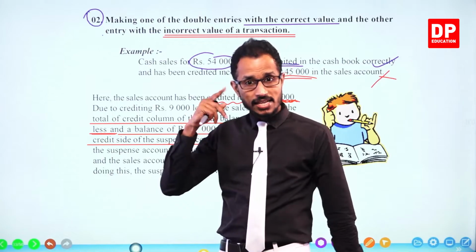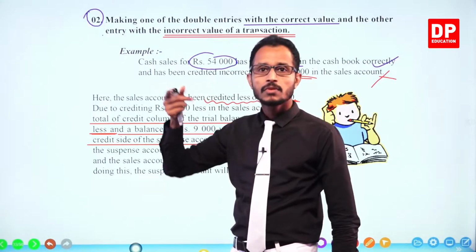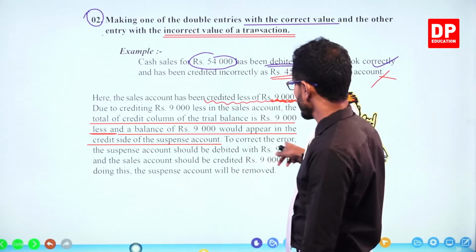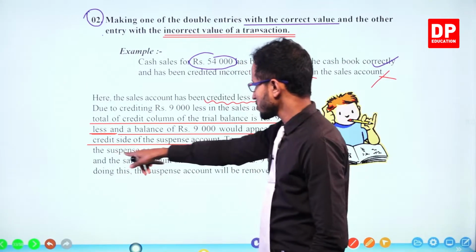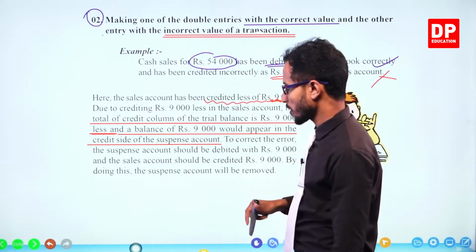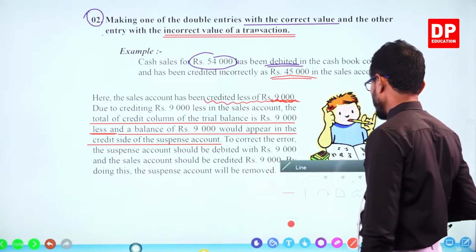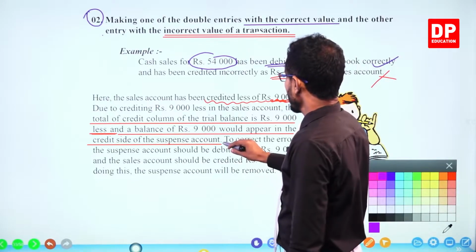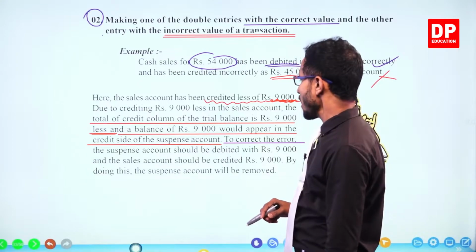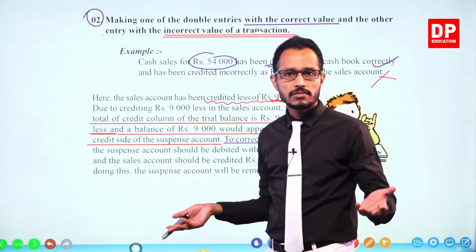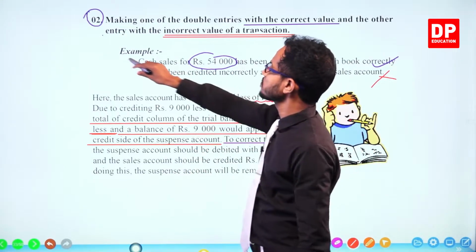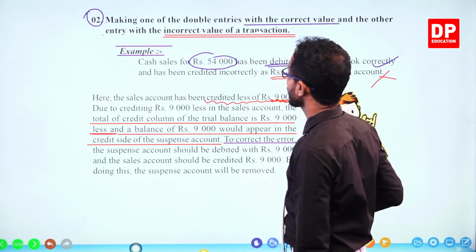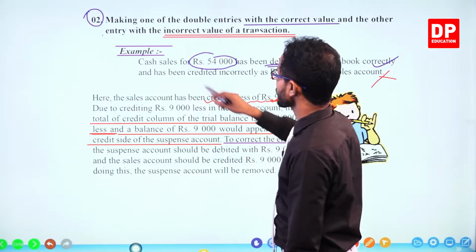If you don't understand, children, refer to the previous video. To correct the error, the suspense account should be debited with 9,000. Okay. Now this is the next step, correcting the error. You must find out the error, and this is our error now.